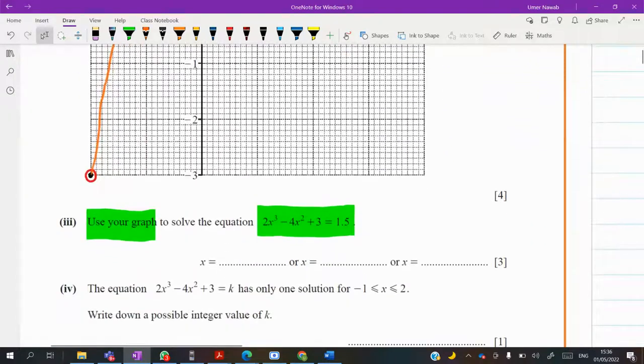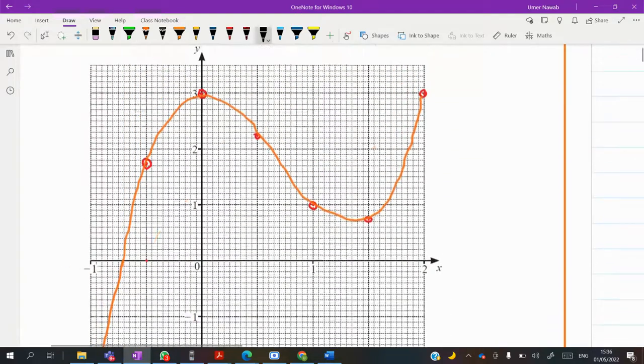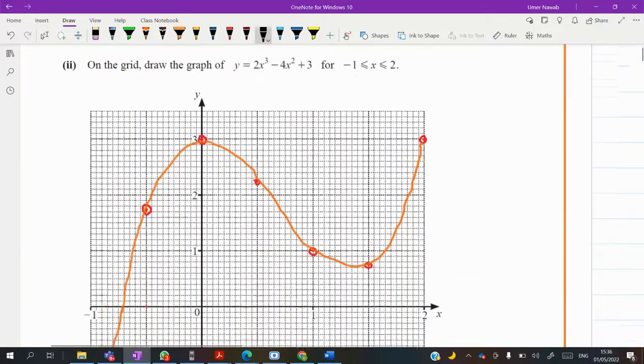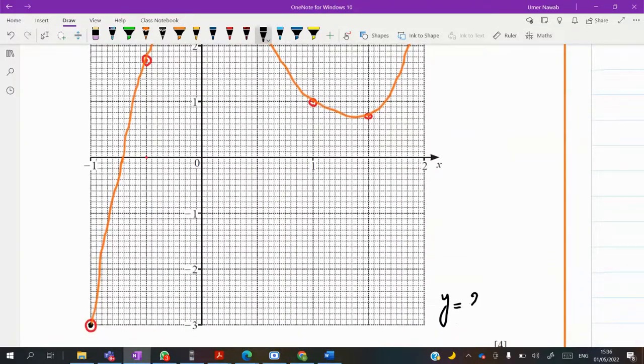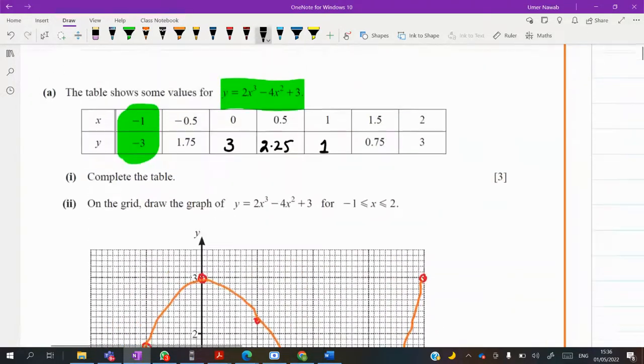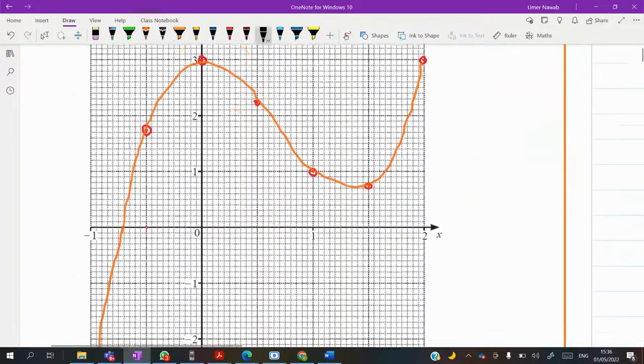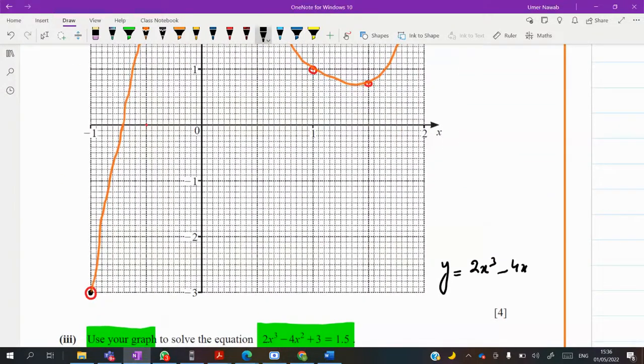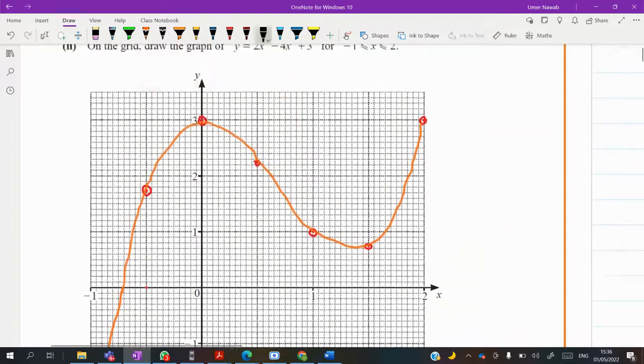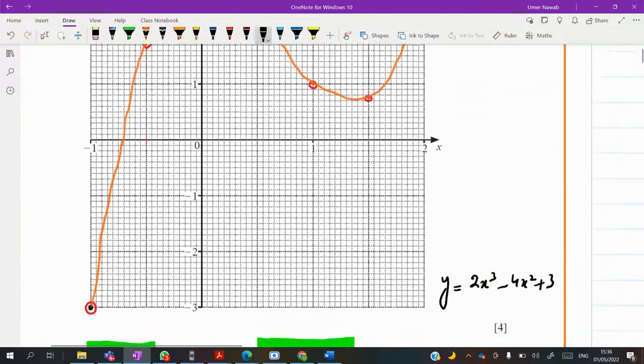So, the equation which I want to solve, let me copy it here. What was the original equation? y equals 2x cubed minus 4x squared plus 3. Is it? Yeah.